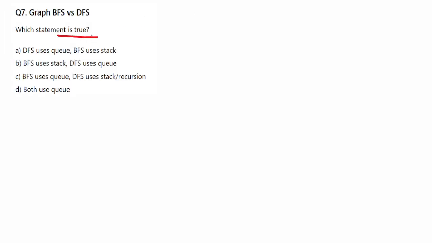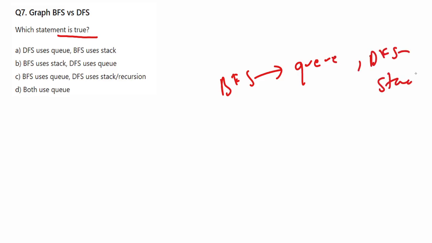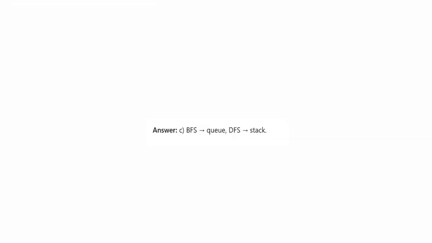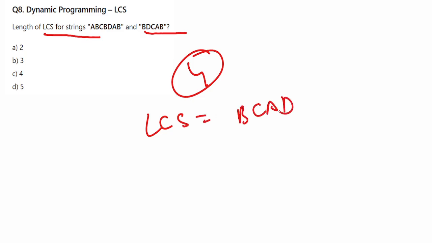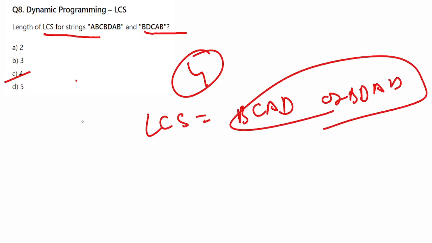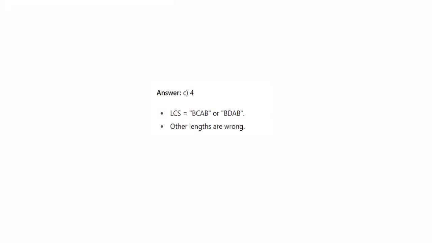Which statement is true? The correct statement is that BFS uses a queue and DFS uses a stack. So the correct option here is option C: BFS uses queue, DFS uses stack and recursion. Now move to the next question. Length of LCS for strings A B C B D A B and B D C A B. The correct answer here is 4, because the LCS BCAB or BDAB is used. So the correct option here is option C. Why are the other options wrong? Options A, B or D, because the lengths are wrong here. Now move to the next question.